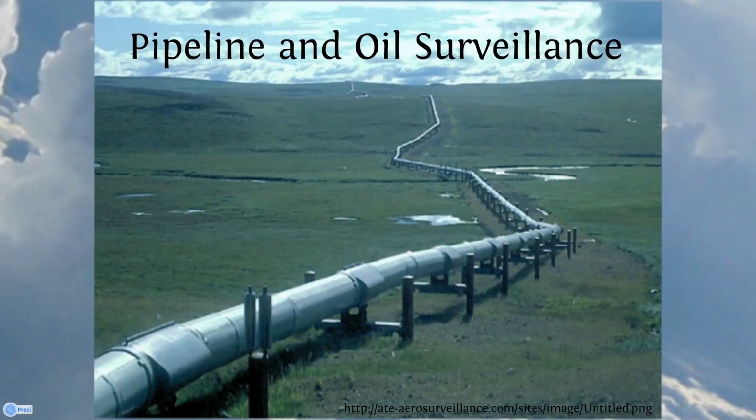Another application is oil and pipeline surveillance. This allows companies to deploy UAVs that fly back and forth along their pipelines, analyzing the pipelines to see if there's any errors. Allows for a constant management of these pipelines, and if anything goes wrong, they'll know immediately.